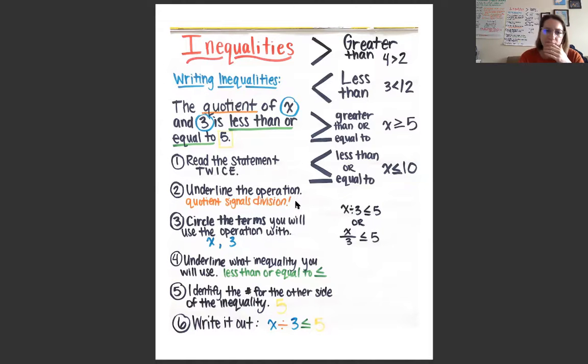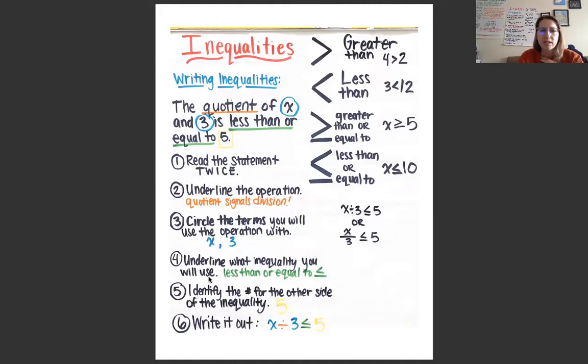The next thing is to circle the terms you're going to use that operation with. So what are we going to use division with? It says the quotient of, so it tells me x and 3. So I circled those to know, okay, this is what I'm working with here.